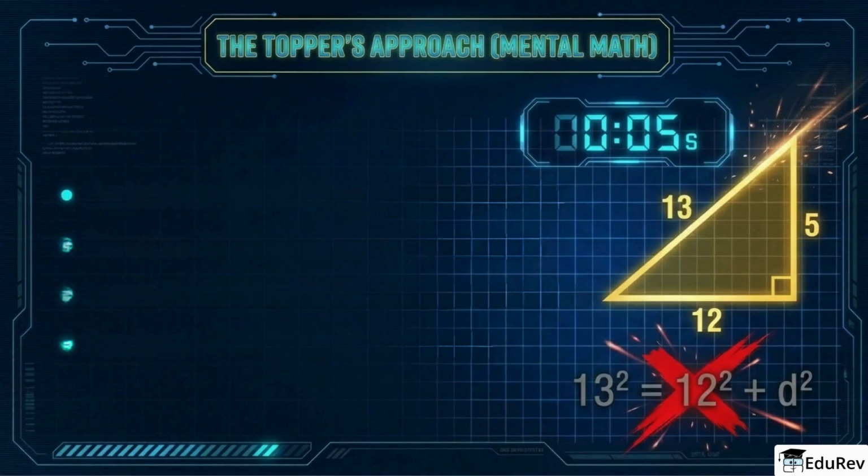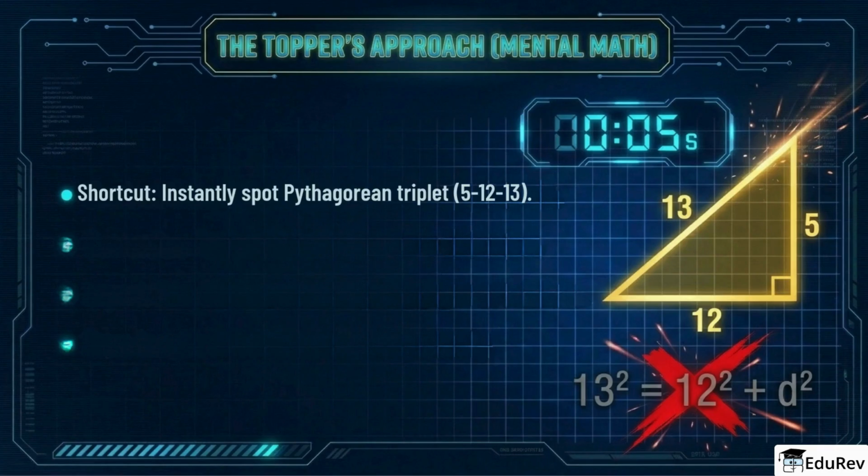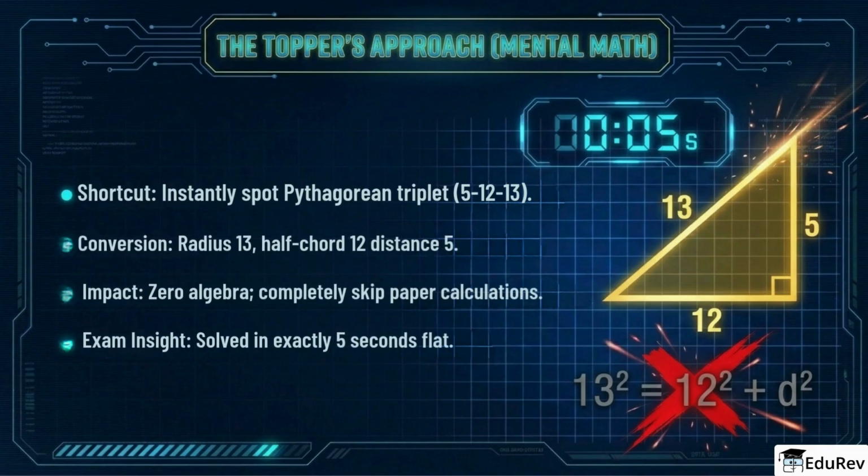Here's where speed comes in. You already have radius 13 and half chord 12. So this forms a 5, 12, 13 Pythagorean triplet. That means the perpendicular distance is directly 5 without solving the equation step by step. The whole point is to recognize the pattern early. Once you see it, you skip the algebra completely and finish the question in just a few seconds. Exactly how toppers approach it.